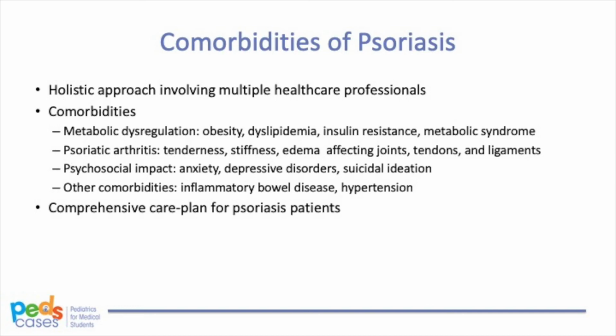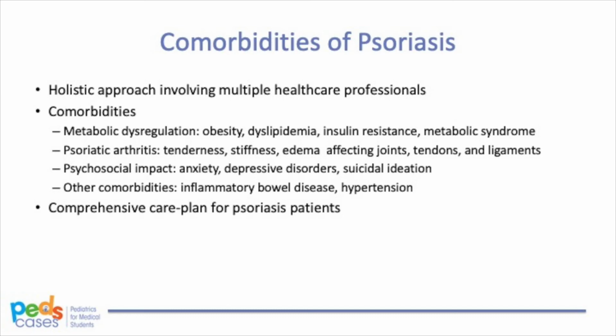Patients are also susceptible to psoriatic arthritis, which manifests as tenderness, stiffness, and edema affecting the joints, tendons, and ligaments. The onset of pediatric psoriatic arthritis is bimodal, with the greatest risk during preschool years and during middle to late childhood. The prevalence of psoriatic arthritis among children remains unknown, but Canadian adult estimates cite a prevalence of approximately 0.2%.